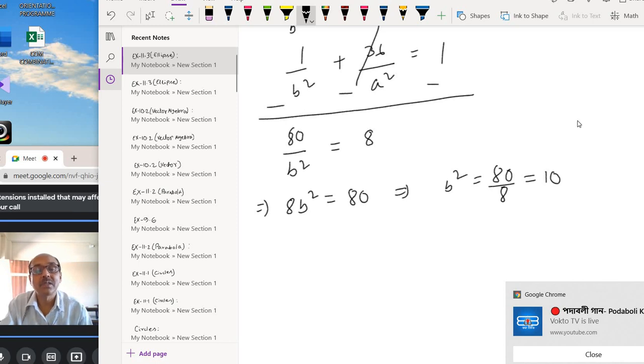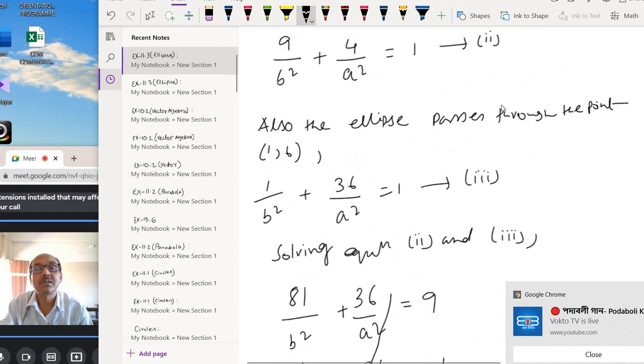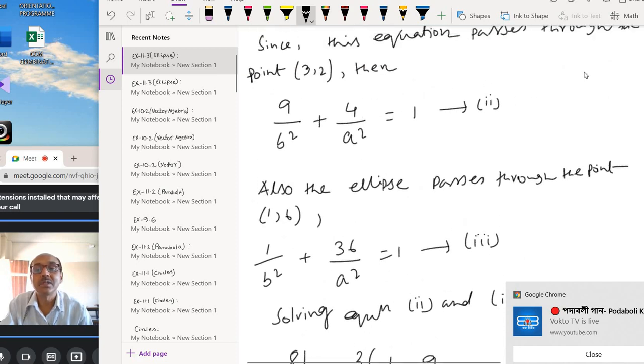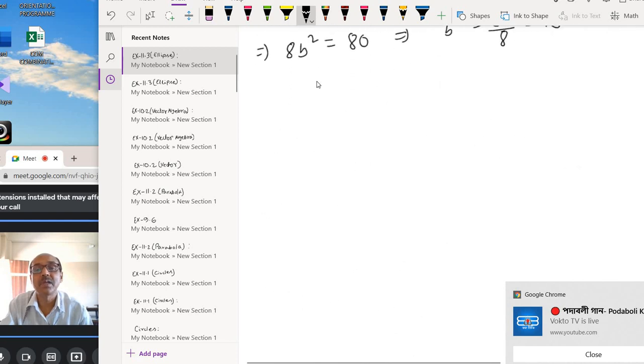Now write equation 2 and put b square equal to 10. So equation 2 is 9 by b square plus 4 by a square.